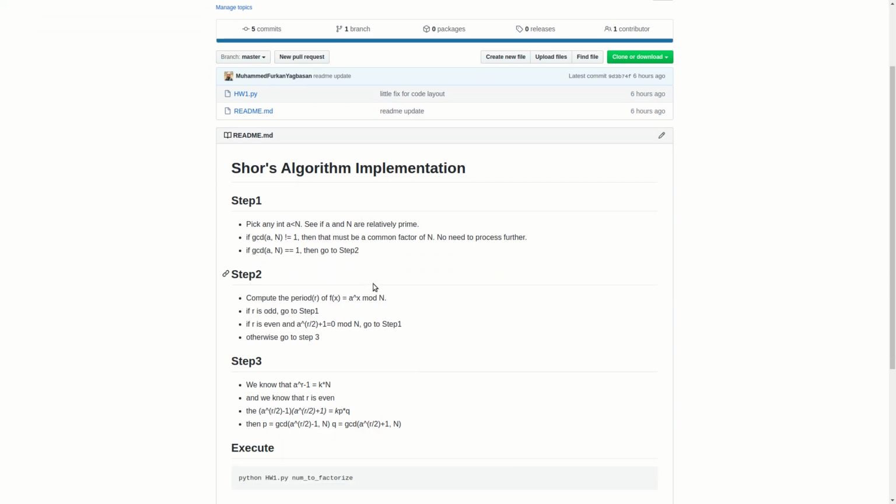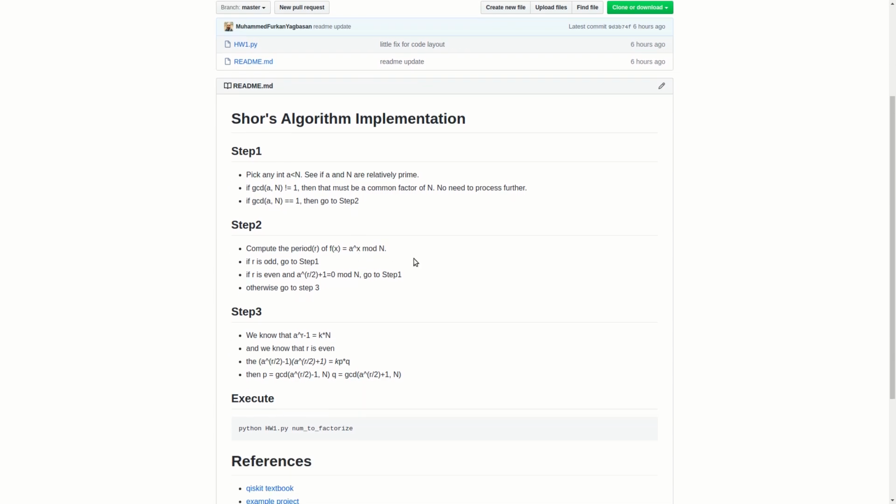Shor's algorithm is used to find the prime factors of a number n, which is multiplication of two primes. Algorithm starts with picking a number a, which is less than n, and we see if a and n are relatively prime, which means greatest common divisor of a and n is greater than 1. If this is the case, we are lucky because we already found one of the factors of n, and we simply divide n by this factor and we get the other factor, and we terminate the algorithm here. But if this is not the case, and GCD of a and n is 1, we proceed to step 2.